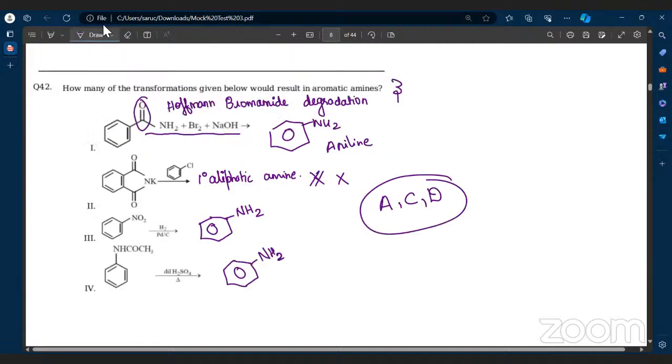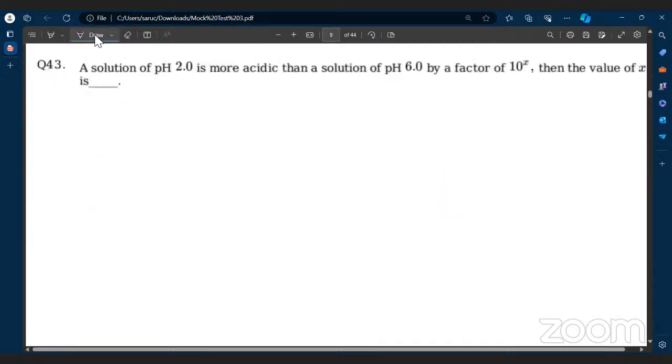A solution of pH 2.0 is more acidic than a solution of pH 6.0 by a factor of 10 power x. What would be the value of x? So what would be the answer?